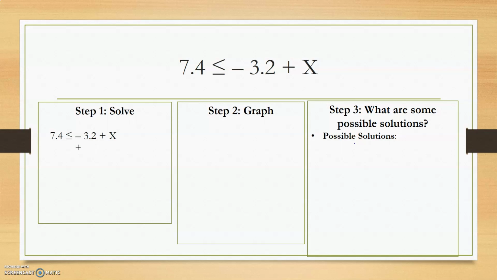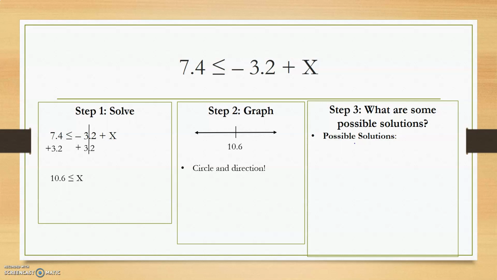So we're still going to solve it the same way. I'm going to add 3.2 to both sides. We're getting x by itself. So now we've got 10.6 is less than or equal to x. So if we go to step 2, we need a graph. So if I'm graphing this, I need to look at the circle and direction.